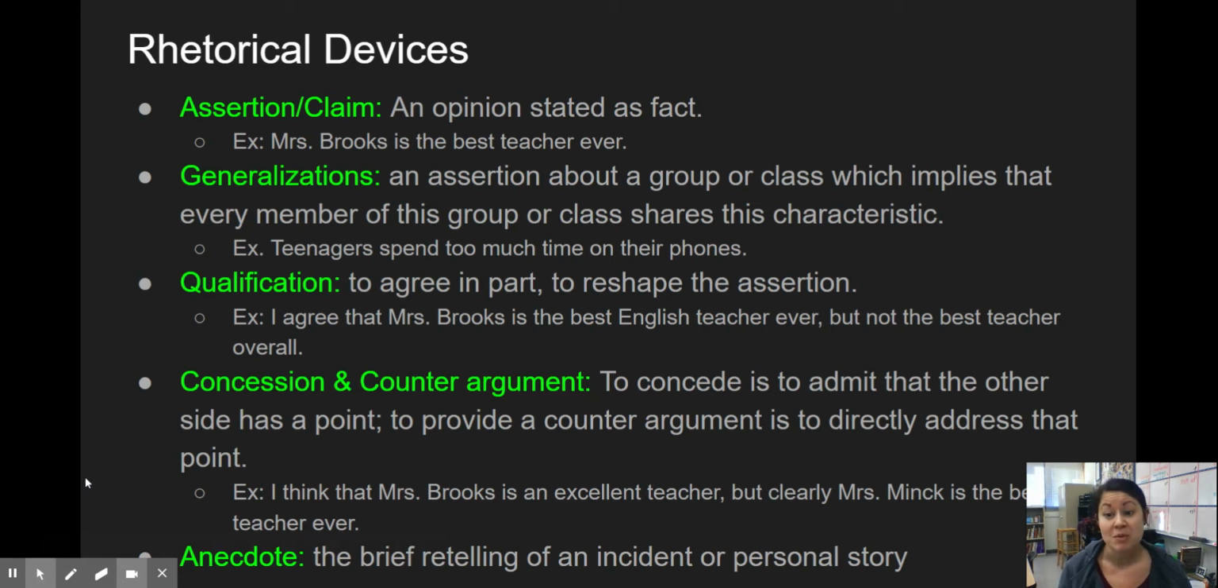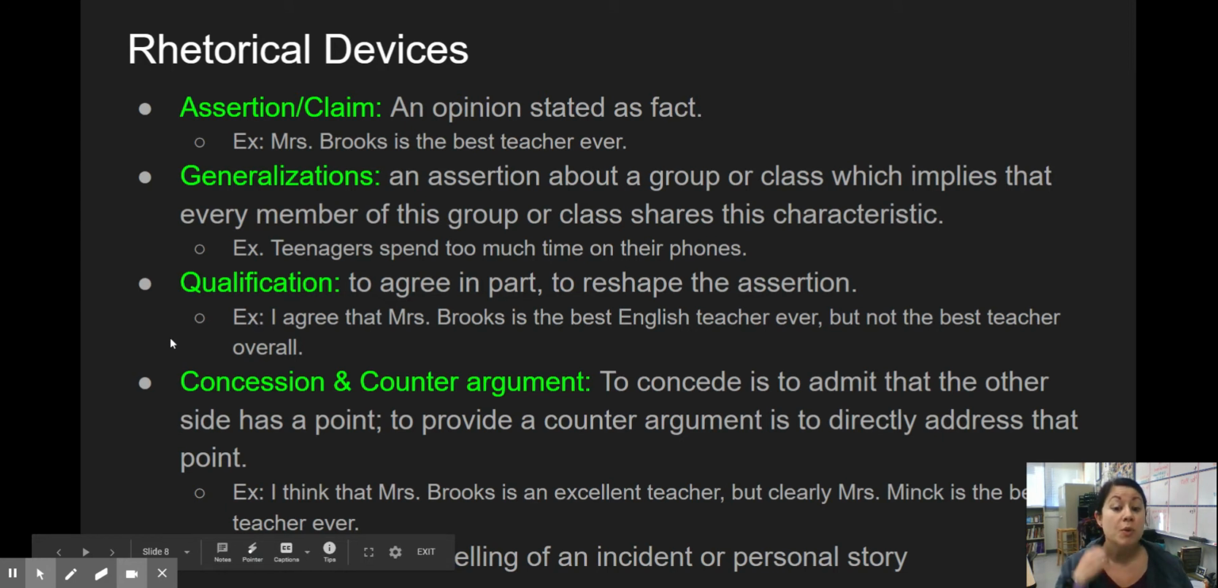Sometimes we also have generalizations, assertions about groups or a class that implies that every member shares that common characteristic, such as teenagers spend too much time on their phones. We see this a lot in media rhetoric, where people are drawn to something because of generalities.